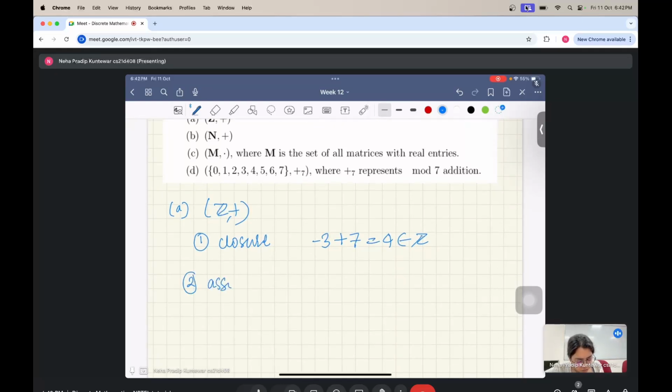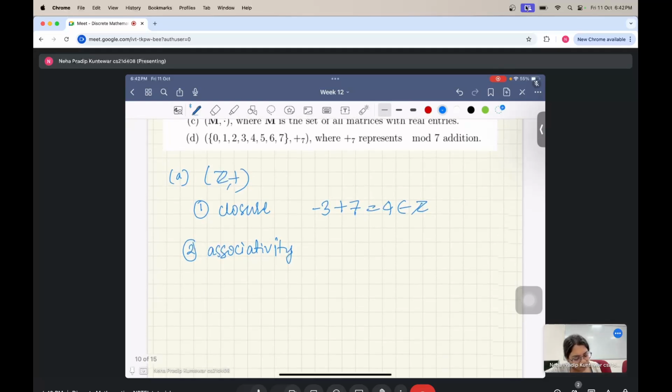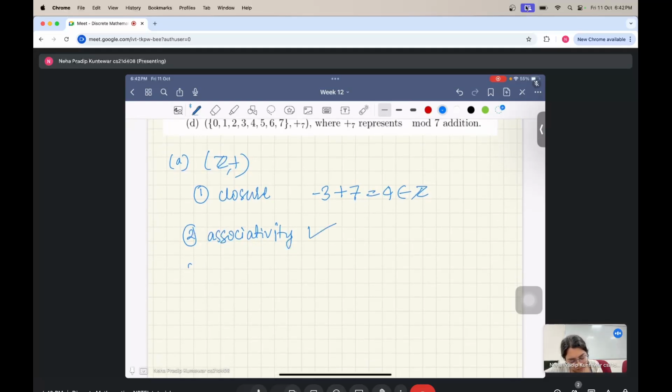The second property is that of associativity, and this is something we know from the algebra of numbers: if you take any two integers, it does not matter the order of operations that you do, the result would always be the same. So commutativity is also true.